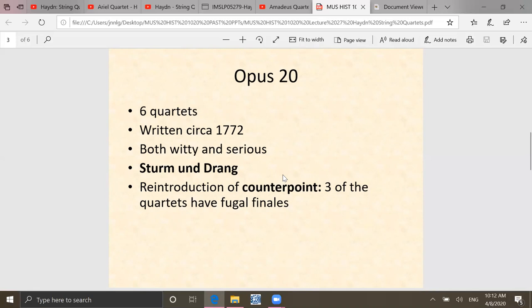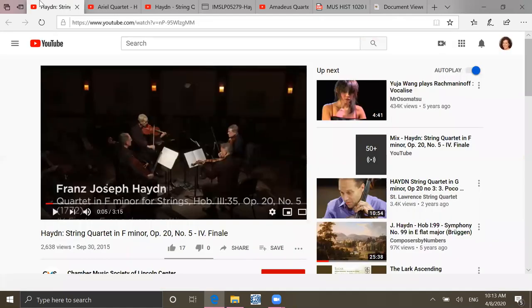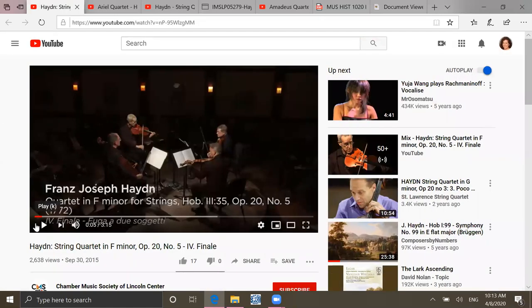And what's more is that the movement we're listening to reintroduces counterpoint. Yay! So counterpoint doesn't disappear with our changing preferences and styles in our classical period, so to speak. Three of the quartets in Opus 20 have fugal finales, and that's actually what we're listening to. So we'll be listening to number 5 and the final movement. It's like 3 minutes long. I think we should listen to the whole thing.